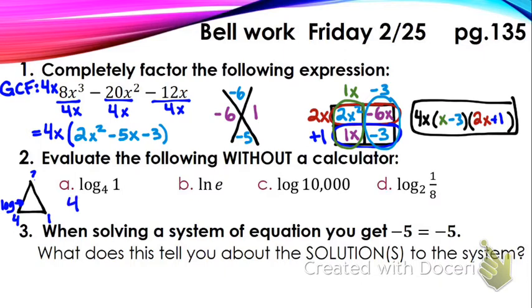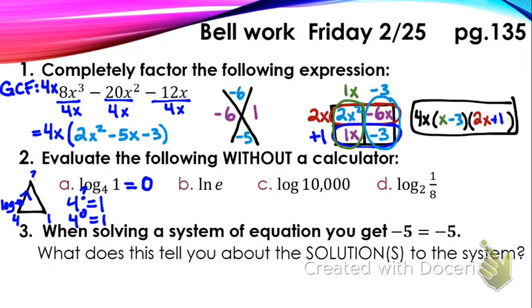So I'm looking for a number that when 4 is raised to that number equals 1. 0. How did we know it was 0? Because anything raised to the 0 power is 1. So 4 to the 0 equals 1. So I will write my answer. I evaluated log base 4 of 1, and that equals my exponent, which is 0.